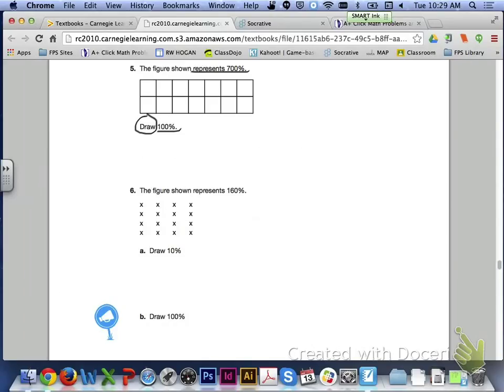Let's take a look at number 5 on page 436. It says the figure shown represents 700%, and it wants you to draw 100%. So go ahead and do number 5. This is what your drawing should look like for number 5. 2 of the squares would make up 100% of the figure that shows 700%.